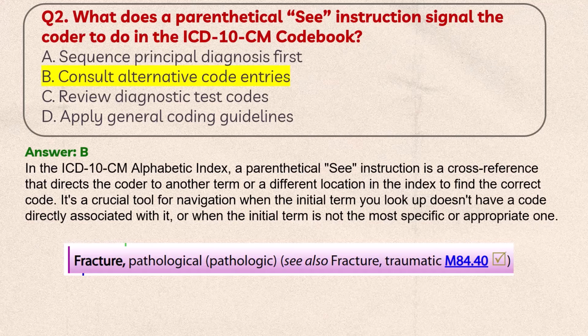Consult alternative code entries. In the ICD-10-CM alphabetic index, a parenthetical "see" instruction is a cross-reference that directs the coder to another term or a different location in the index to find the correct code. It's a crucial tool for navigation when the initial term you look up doesn't have the code directly associated with it, or when the initial term is not the most specific or appropriate one. For example, when you search for pathological fracture, you can go to fracture, pathological. Within brackets it says see also fracture, traumatic. So again we have to go to fracture, then traumatic, and you can find the correct code.